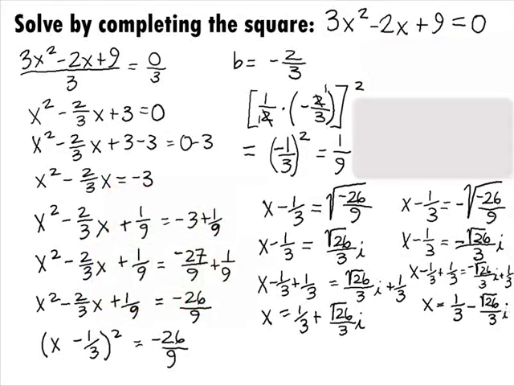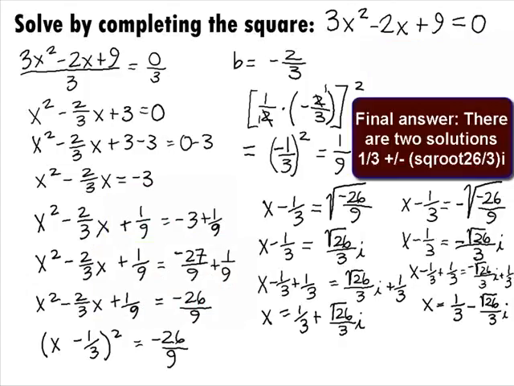So this means we end up with our final answer of x equals 1 over 3 plus square root of 26 over 3i, or x equals 1 over 3 minus the square root of 26 over 3i.